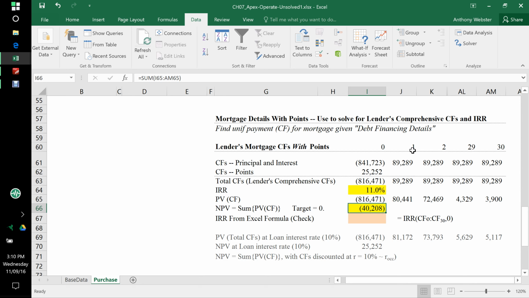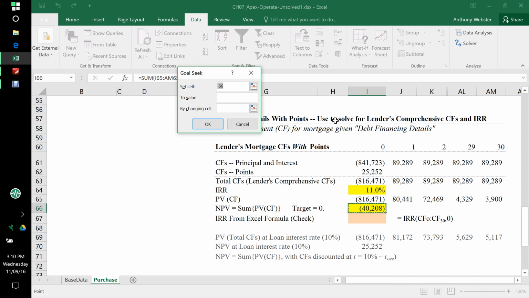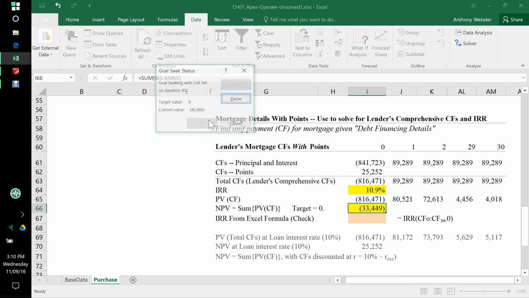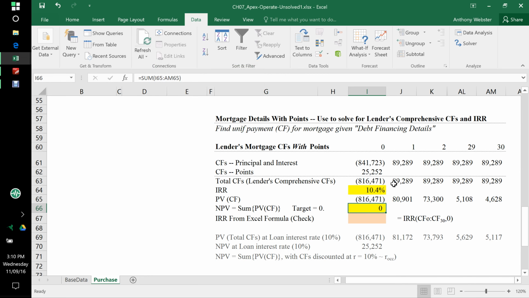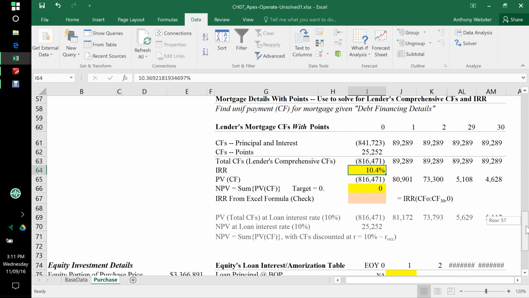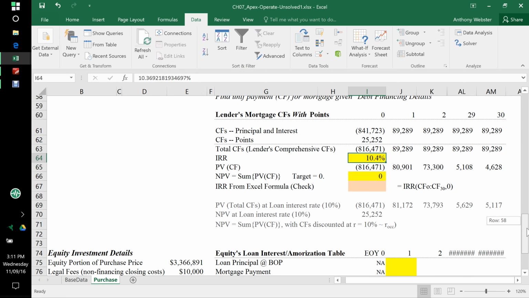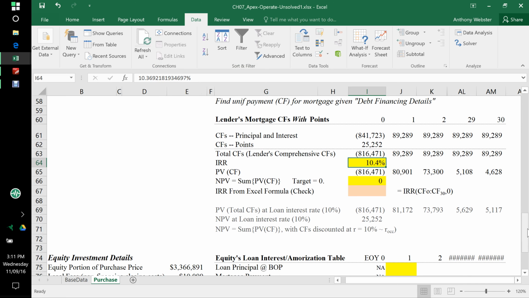So I'm going to do the same kind of thing. I've got data up. I'm going to go to GoalSeek. I'm going to say set that NPV to 0 by changing my trial IRR, which is in I-64. And there we go. And so her internal rate of return for this project is 10.4%. So that's great. Okay.